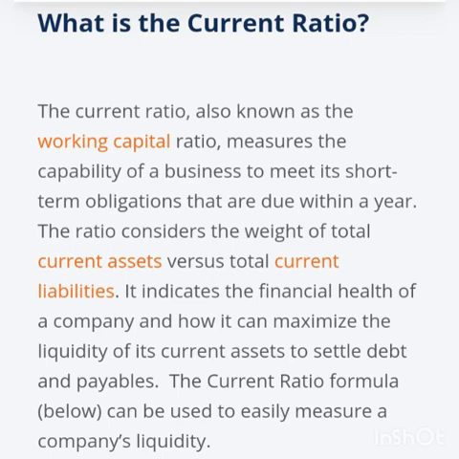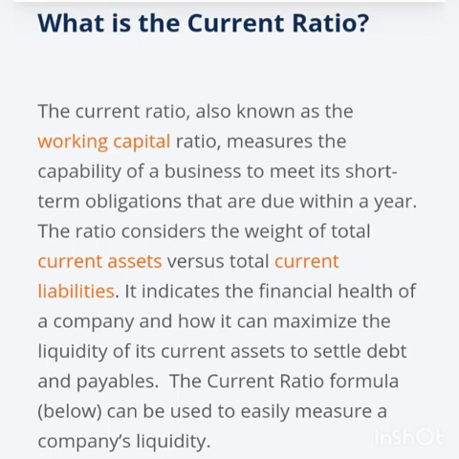It measures the capability of a business to meet its short term obligations that are due within a year. The ratio considers the weight of total current assets versus total current liabilities. It indicates the financial health of a company and how it can maximize the liquidity of its current assets to settle debts and payables. The current ratio formula can be used to easily measure a company's liquidity.